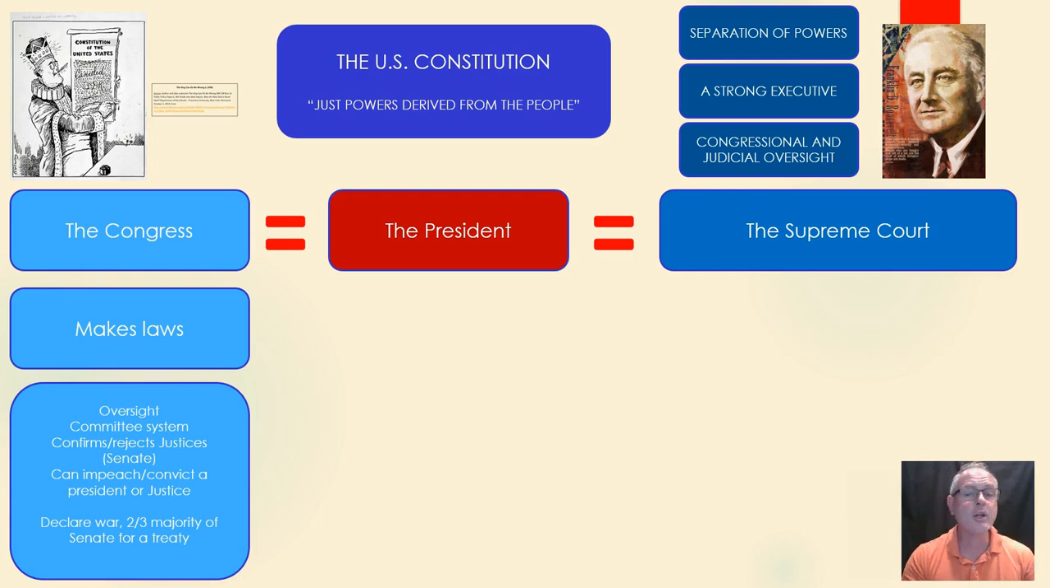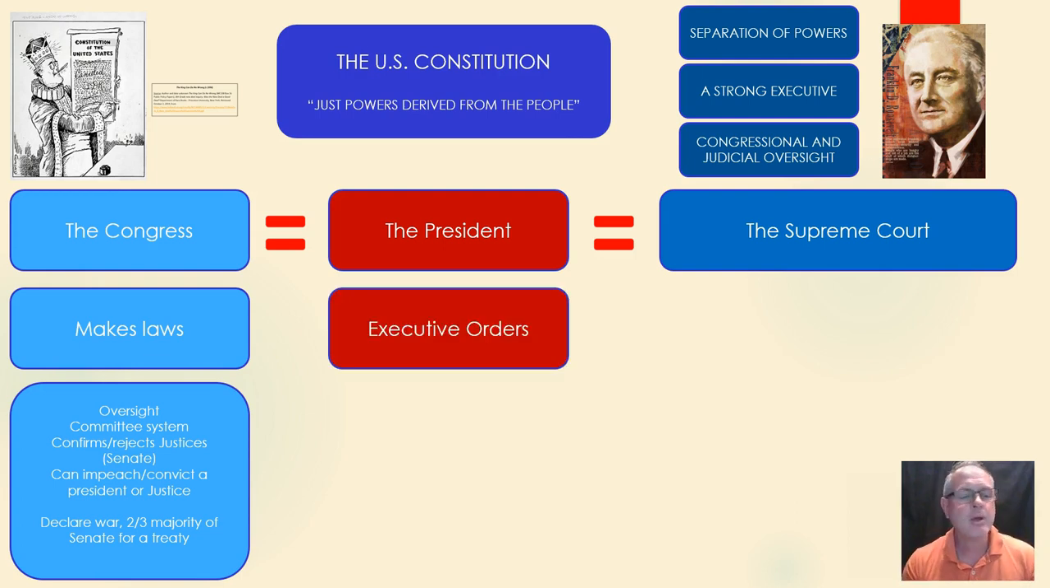It has oversight over the presidency. It has a system of committees that meet to check on what the executive does. It can confirm and it can reject justices, this is in the Senate, to the Supreme Court, but it can't nominate. It can impeach, indict, and it can convict a sitting president or a justice of the Supreme Court. It can declare war with a 2/3 majority, or the Senate can create a treaty with a 2/3 majority.